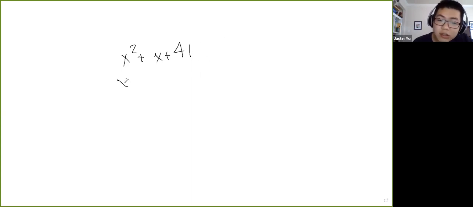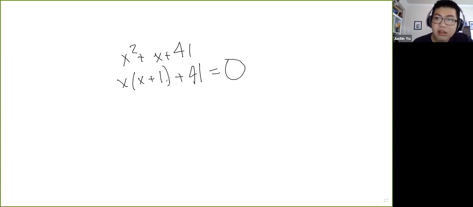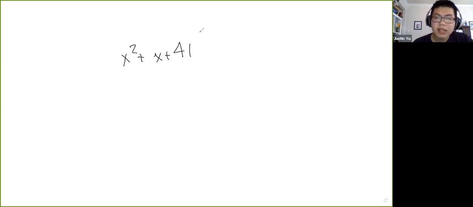But oh, this is interesting. You can sort of factor it like x times x plus 1 plus 41. But this is not entirely what we want, because when we set this equal to 0, we can't do that easy case work like before. Like we can't say x is equal to 0 or x plus 1 is equal to 0, because this term just gets in our way. So let's take a look at completing the square.